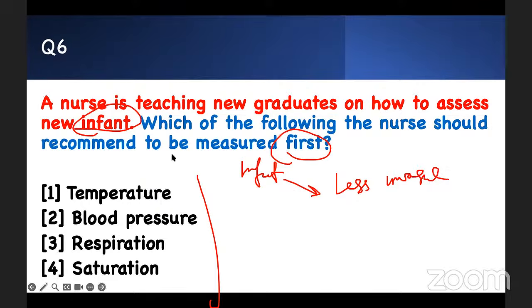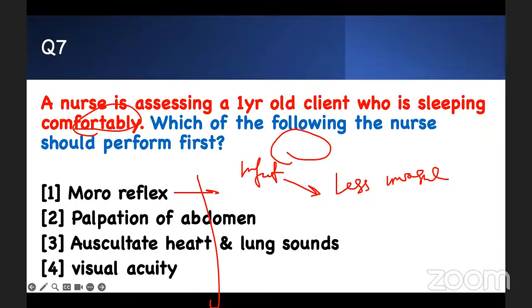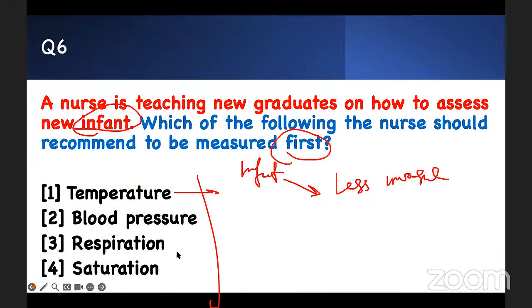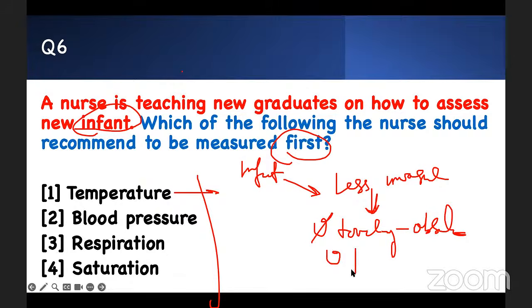Which of these is least invasive? Measuring their temperature, checking their blood pressure, checking their respiratory rate, checking their saturation. Which one is least invasive? The least invasive is when you're not touching them. That's the way I underline it. No touching. It's just observation, or if I'm touching you, it's light touching.